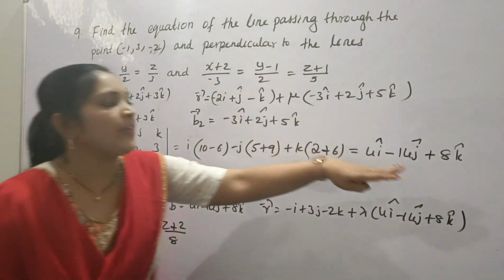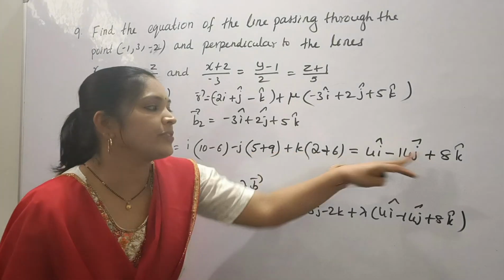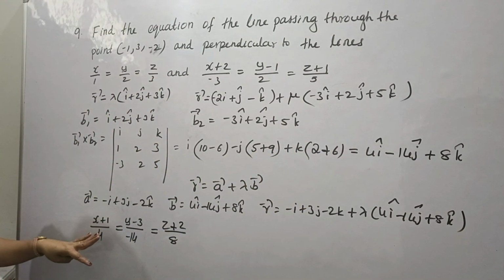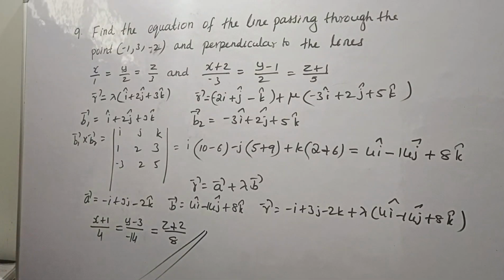Because this vector is parallel to the required line, therefore their coefficients are the direction ratios of this line. So it is the required equation of the line.